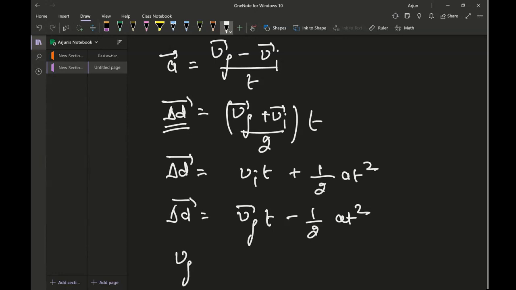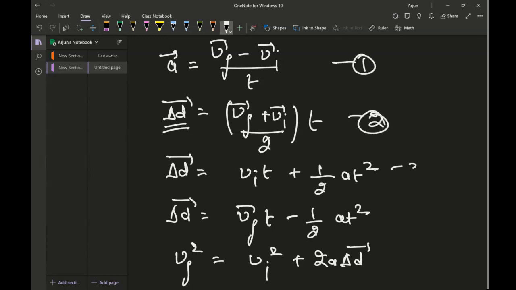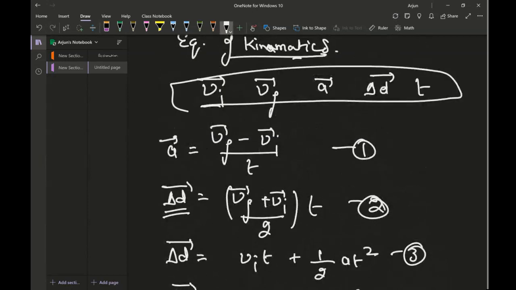Actually, v final squared equals v initial squared plus 2a delta d. These will be given to you in your formula booklets, or I'm pretty sure these equations will be provided in your formula booklet by your examiner. So these are the 5 equations: 1, 2, 3, 4, 5. These 5 equations have been built by using these 5 parameters.